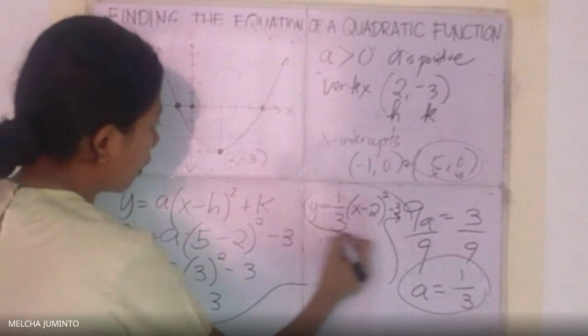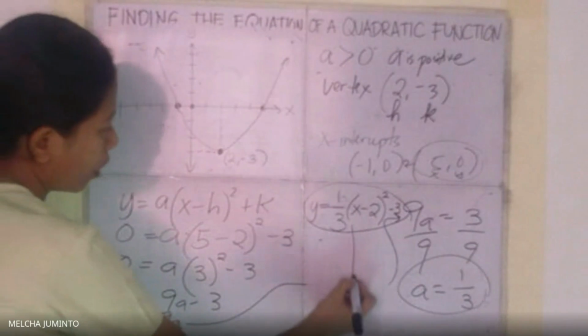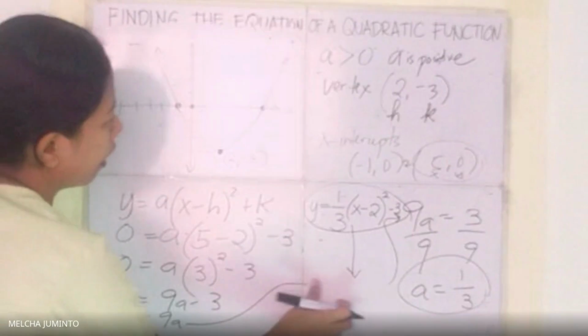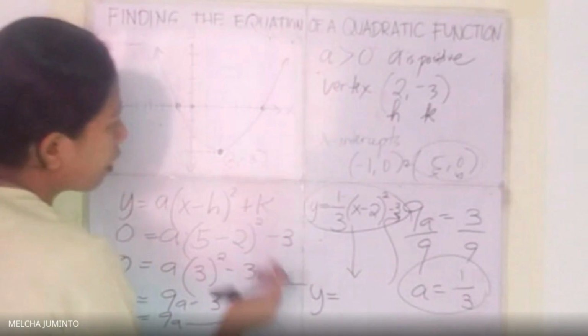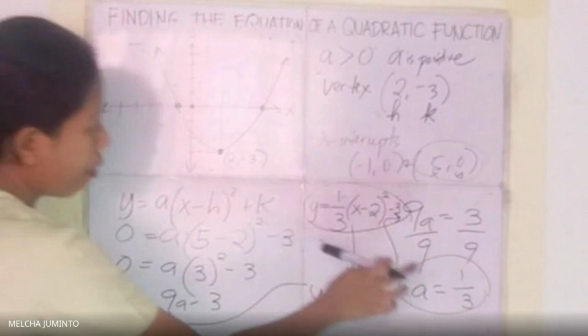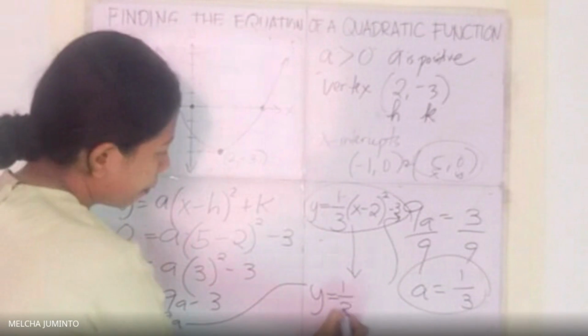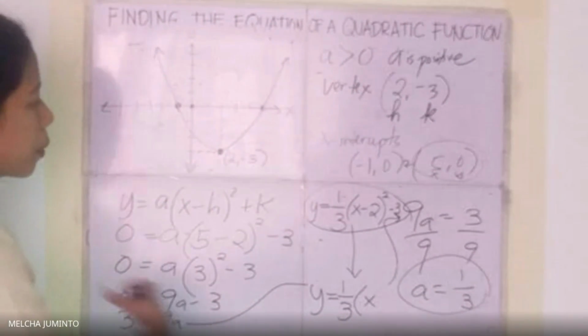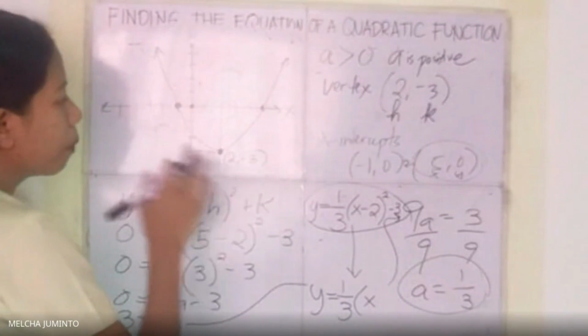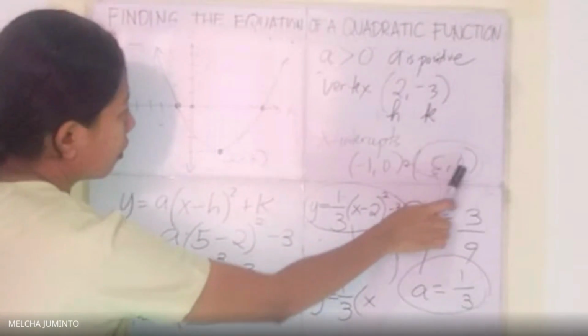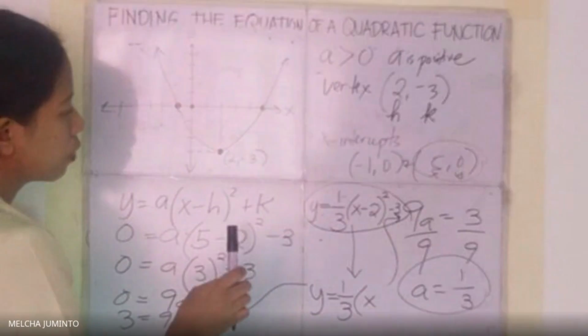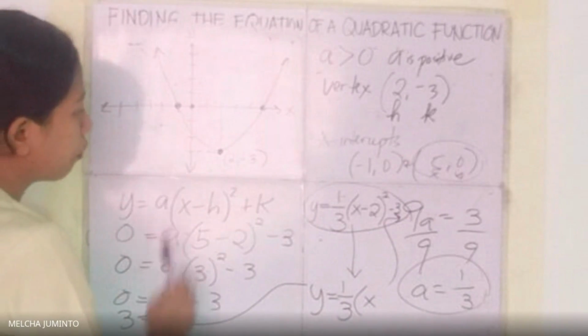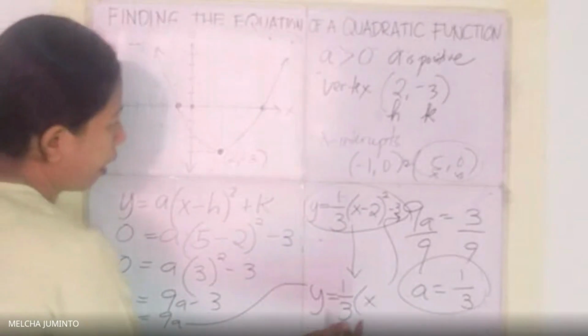And that is now the quadratic equation of the quadratic function. Again, I'll write y equals, a has a value now of 1/3. X is still x. You don't need to replace it anymore because we're able to get a. The only purpose of this x and y for the intercept is for us to find a. But after getting that, we simply write x.